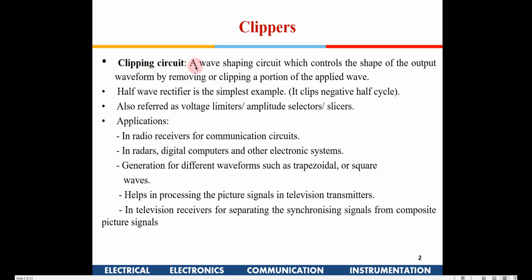So a clipping circuit is nothing but a wave shaping circuit which controls the shape of the output waveform by removing or clipping a portion of the applied voltage. That means you have certain input voltage. In the output, some part of the input waveform will be clipped, or it will be restricted to some value. So a half wave rectifier can be called a clipping circuit where the negative cycle is clipped, right?